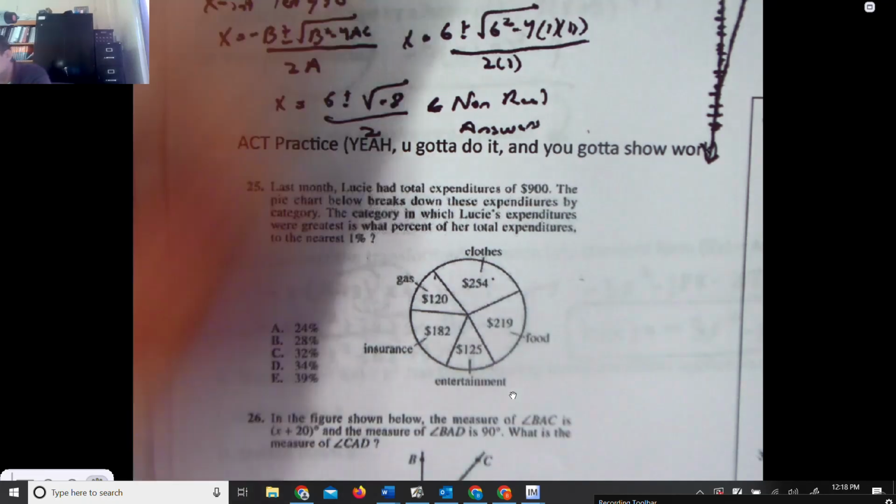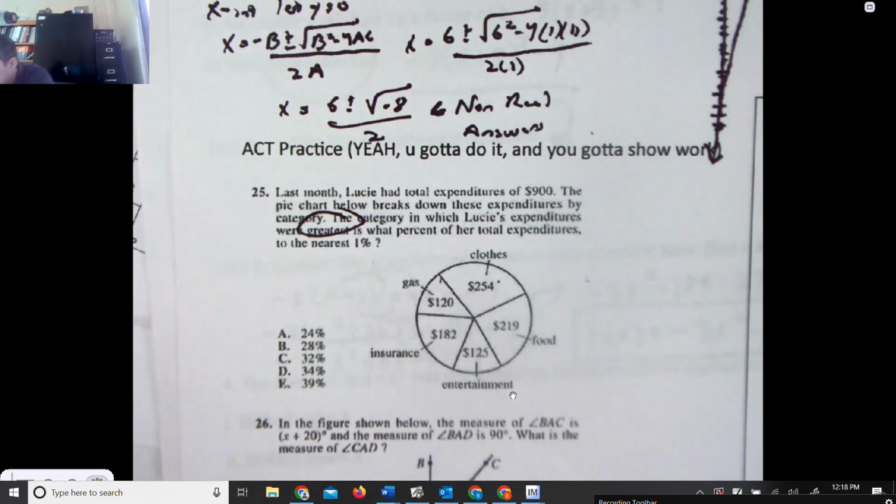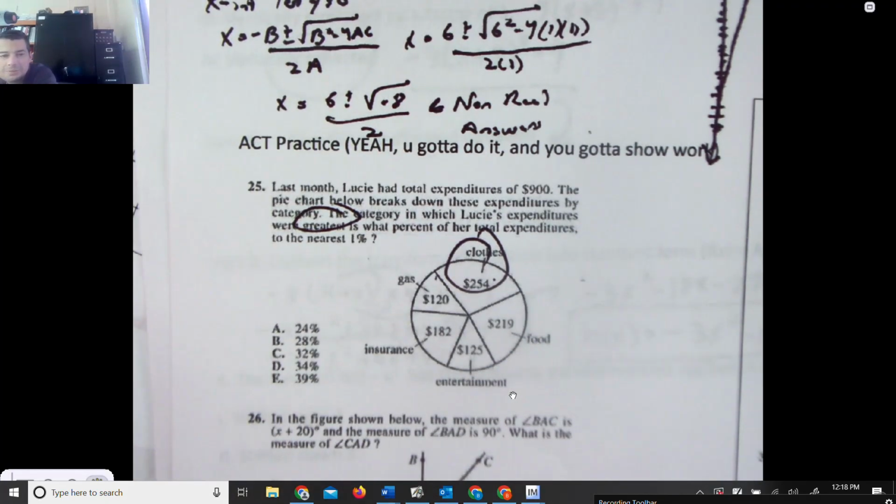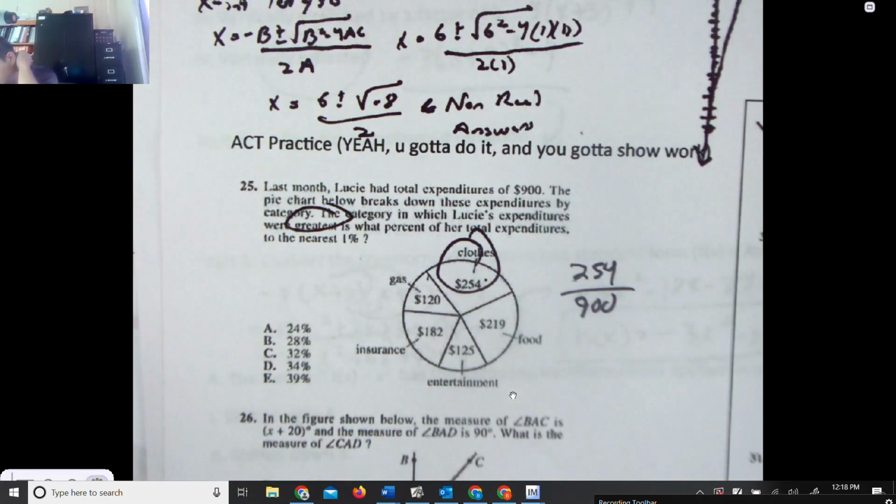Greatest. And Lucy looks like the typical female. She spends most of her money on clothes. Nice. So she spends $254 out of $900 on clothes. And we're supposed to convert that to a percentage. Say your calculator messes up on the ACT. What are you going to do? You're going to do some long division, right?